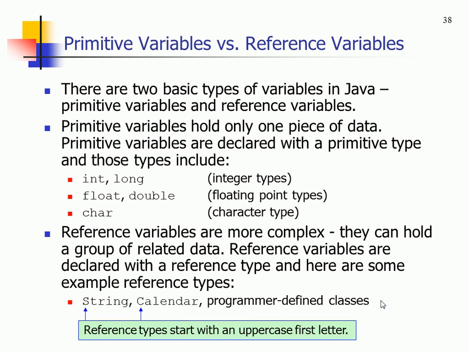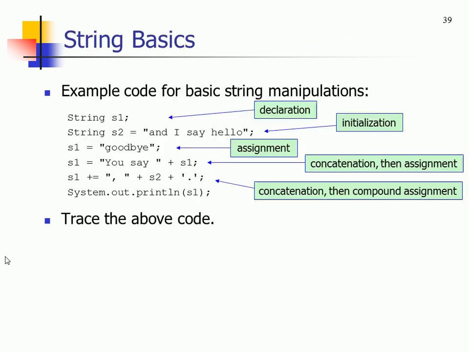References are more complex. Those can be strings, counters, cars, whatever. It could be anything you want, and they could have other functionality with them. Reference types start with an uppercase letter and primitives start with a lowercase letter. Primitives are lower and references are upper. Remember, primitives hold one piece of data. Reference variables are specialty cases. It could be a string, a calendar, a car, whatever you write. They're declared with a reference type, and here are some examples.